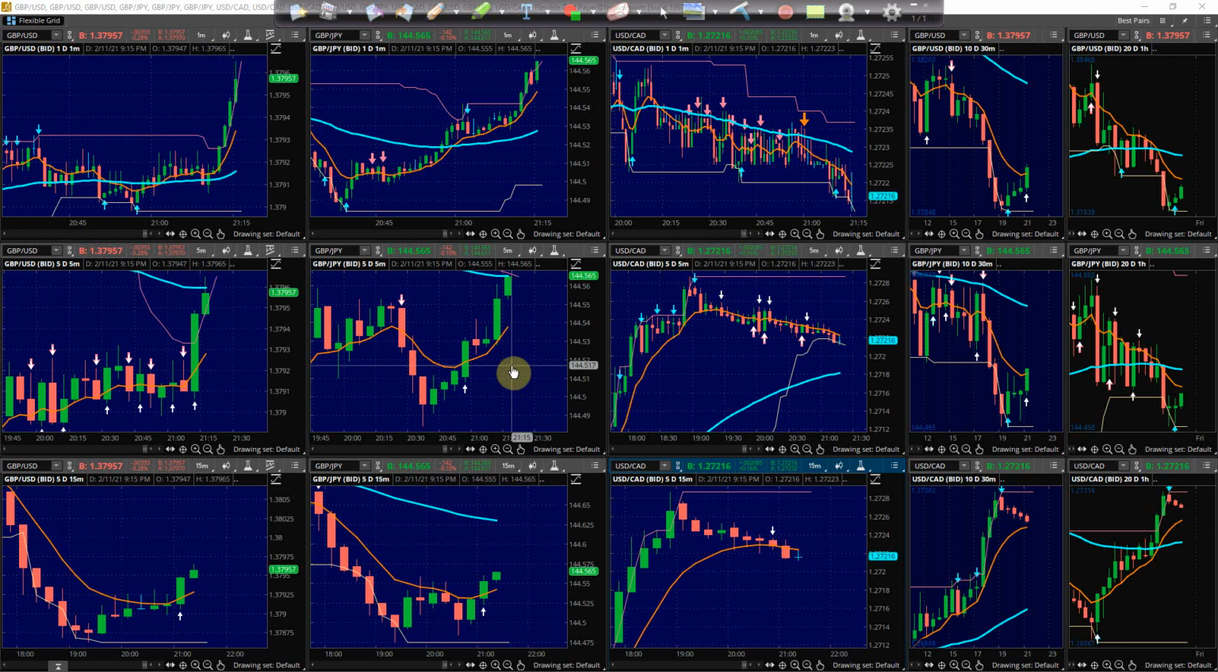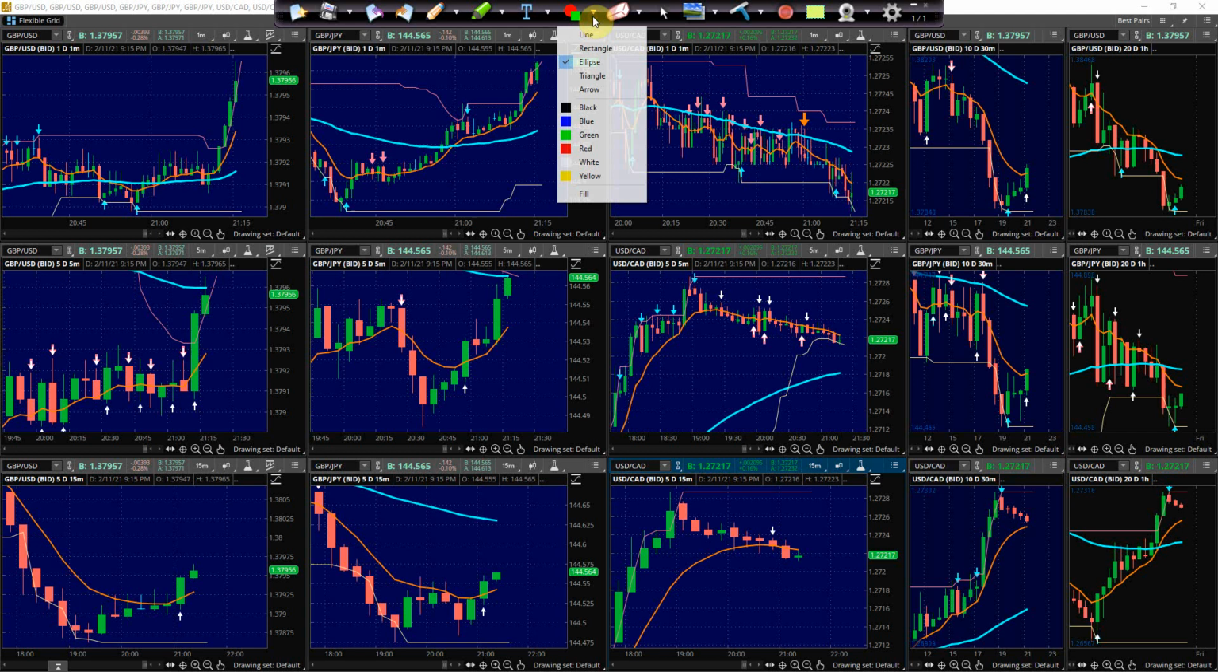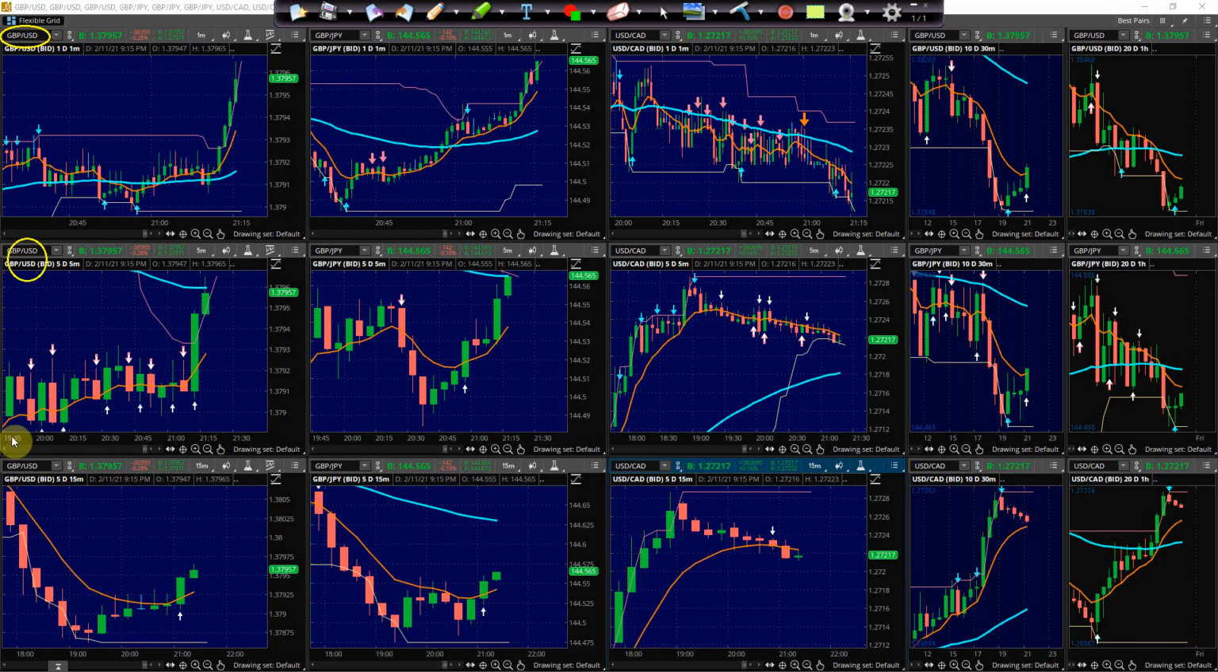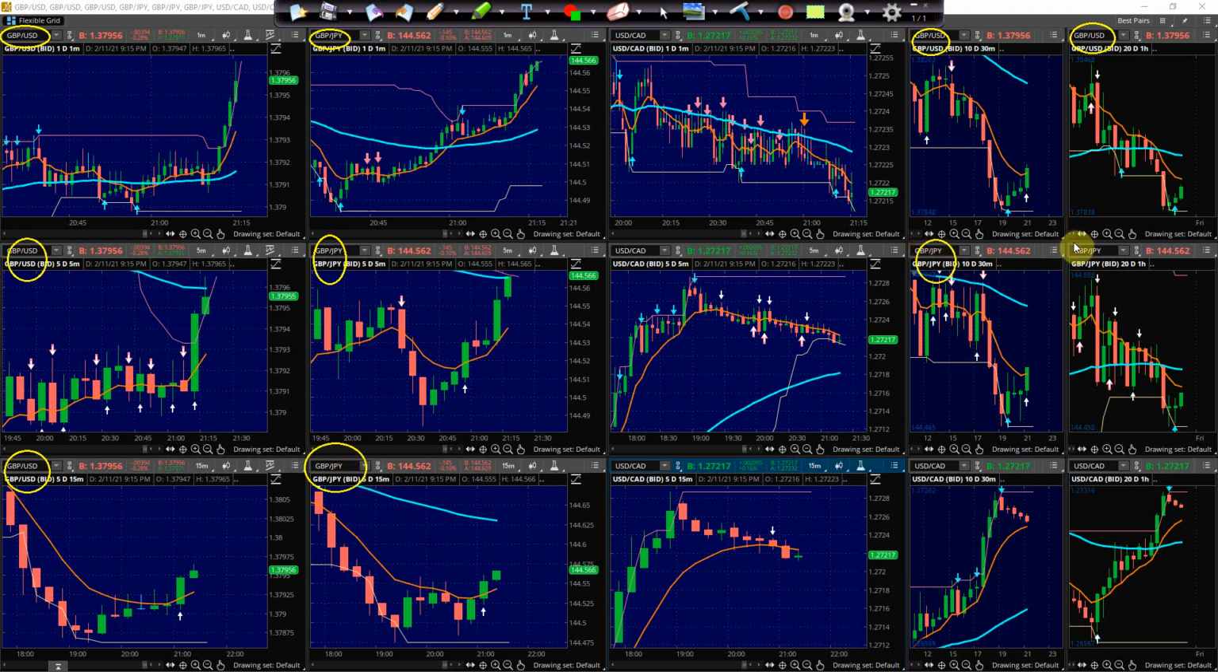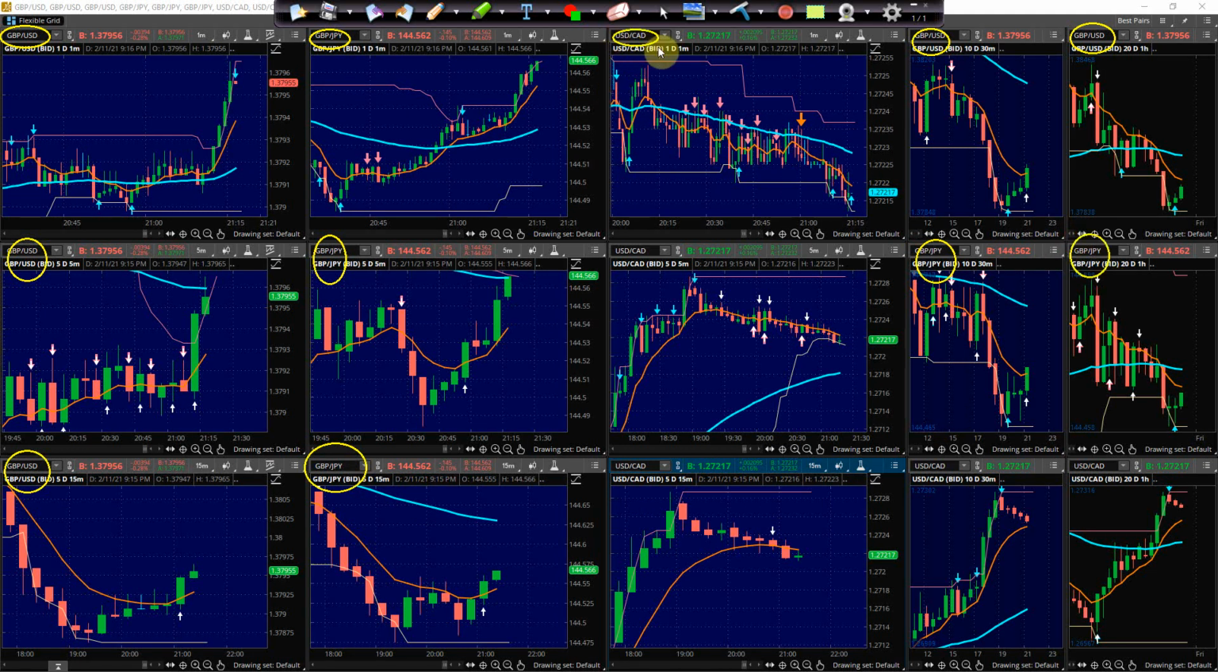Okay, so what we're going to do today is cover what these charts mean and how we trade the arrows that we see on the charts. First of all, you have the pound USD pair right over here, and then we have our pound JPY over here, and then you also have the USD CAD over here. So you've got 3 different pairs on 5 different time frames.